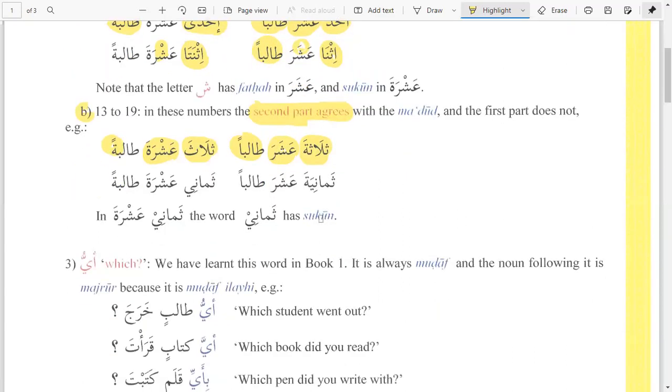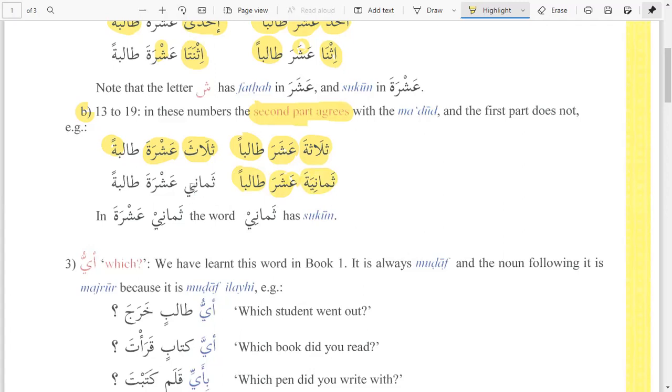Take samaniyata ashara taliban. The madud is masculine, so ashara is muzakkar and taliban is also muzakkar. The second part agrees with the madud, while the first part, samaniyata, is feminine. So this doesn't agree with the madud in gender.